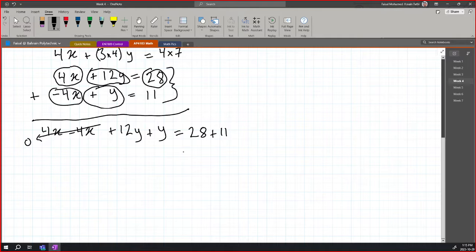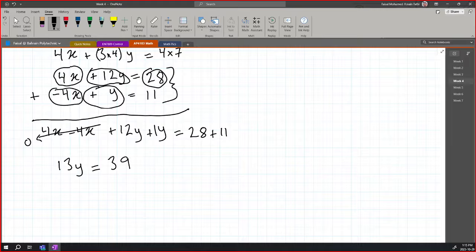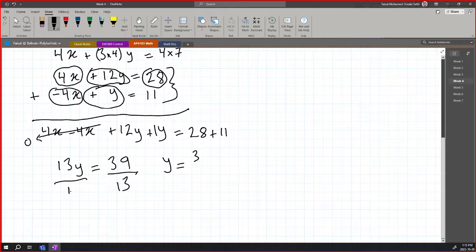Okay. So now, as you can see, the x's are gone, and we have an equation only in y. So now we can find the value of y. 12y plus y, as you all know, plus y here is as if it is 1y. So 12y plus 1y is 13y, equals 28 plus 11, which is 39. Then we can solve for y. We will divide both sides by 13. And y is equal to 39 over 13, because the 13s here will cancel, which is equal to 3.